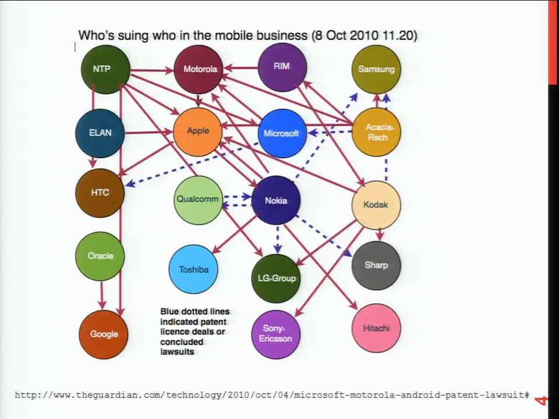Another question, this is maybe not so much an algorithmic question. This is a network of who is suing whom in the mobile business. This is taken from October 2010. You see that there are even some cycles in the graph. Qualcomm and Nokia are both suing each other.